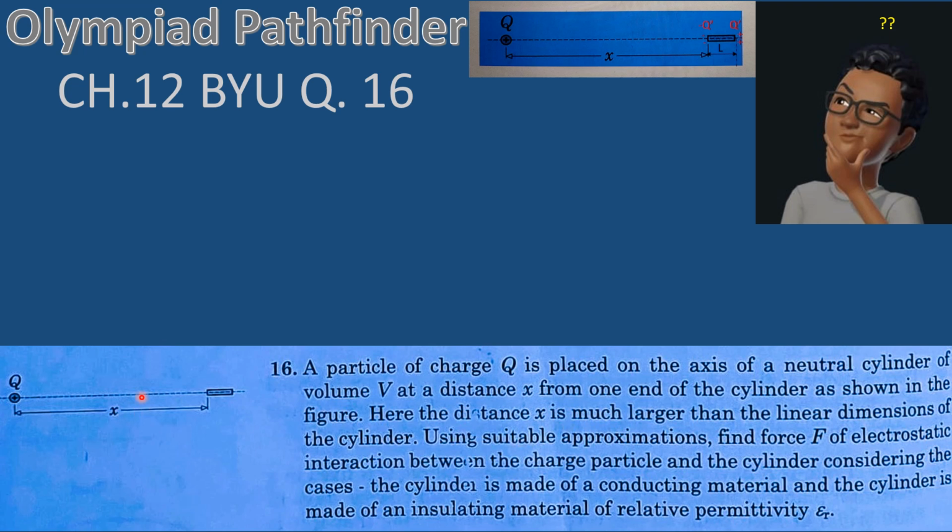Here the distance x is much larger than the linear dimension of the cylinder. So using suitable approximations, find the force F of electrostatic interaction between the charge and the cylinder, considering the cases when the cylinder is of conducting material, and second, when the cylinder is made of an insulating material of relative permittivity epsilon r. Let us solve this question.